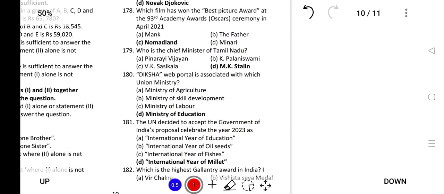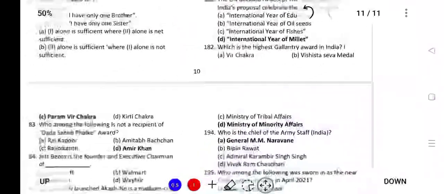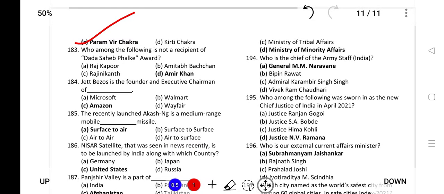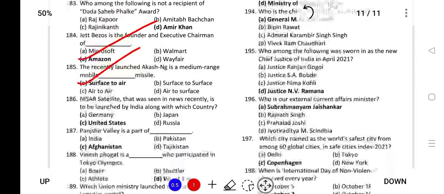Diksha project: Diksha is of the Ministry of Education. Highest gallantry award is Param Vir Chakra. Jeff Bezos is the owner of Amazon. NAG is a surface to air missile. NISAR is launched by India along with the United States.